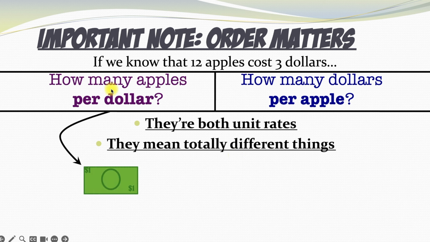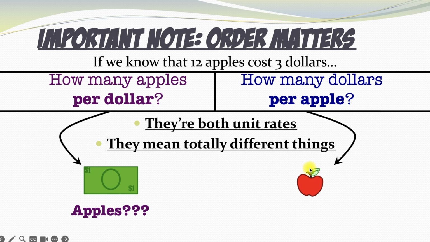Because when you're talking about how many apples per dollar, what you're saying is for every $1, how many apples can you buy? And when you're asking for this unit rate, how many dollars per apple, you're really finding out how much one of these costs. They might sound the same, but they're actually very different.